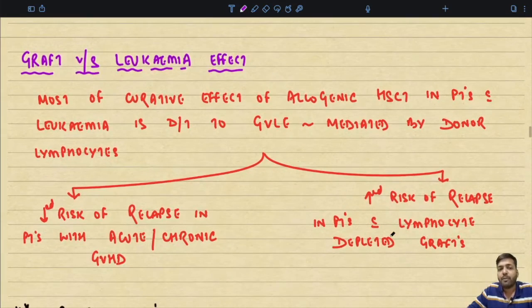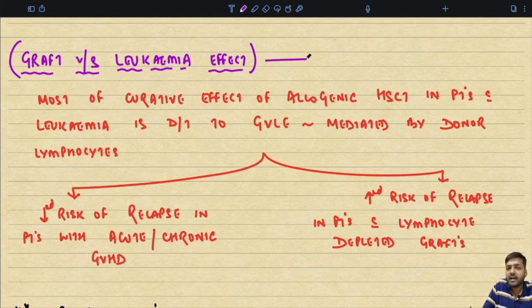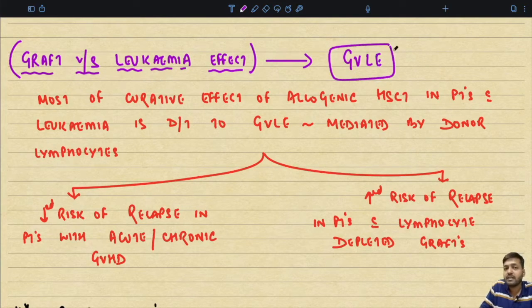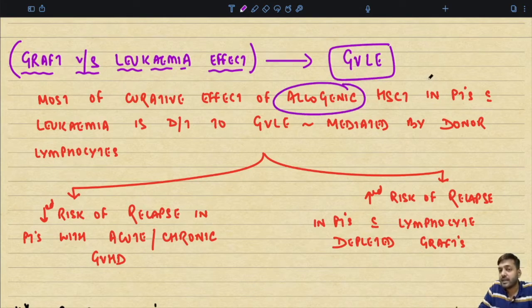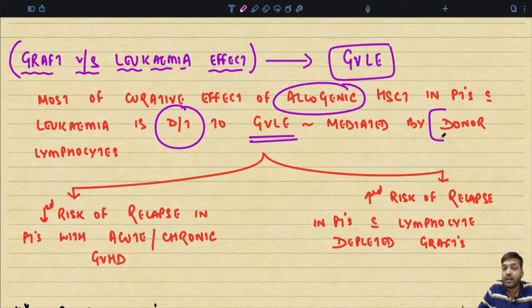Okay. Now before I proceed with the complications of hematopoietic stem cell transplant, there is a very important effect that we have to understand, called the graft versus leukemia effect. So what is this? Most of the curative effect of allogenic hematopoietic stem cell transplant in patients with leukemia occurs due to the graft versus leukemia effect, which is mediated by the donor lymphocytes. The donor hematopoietic stem cells that we give to the recipient are rich in immune cells.